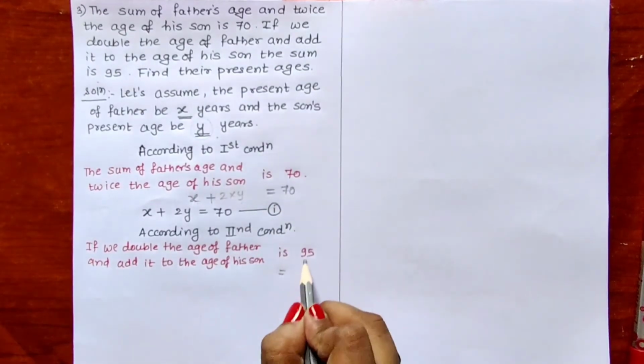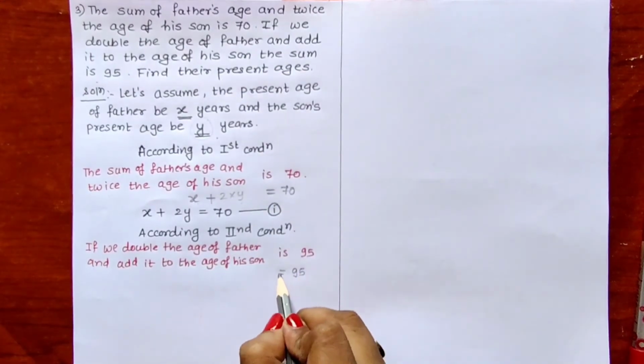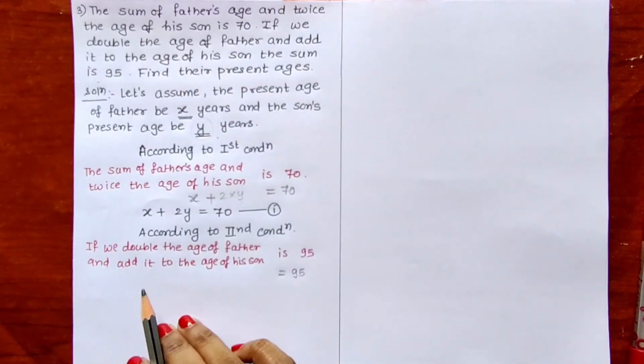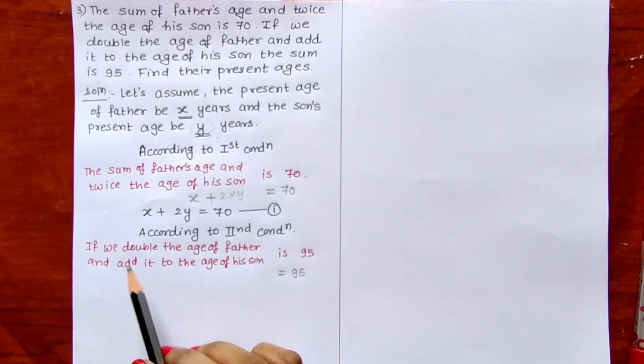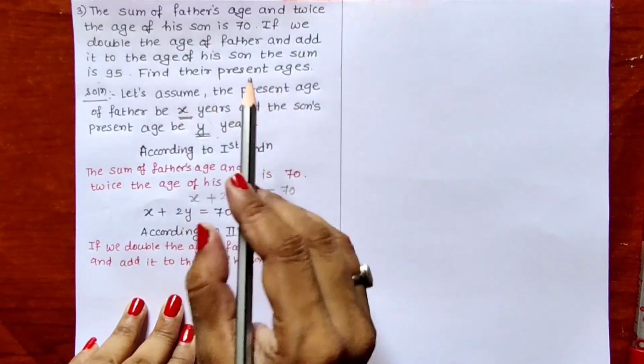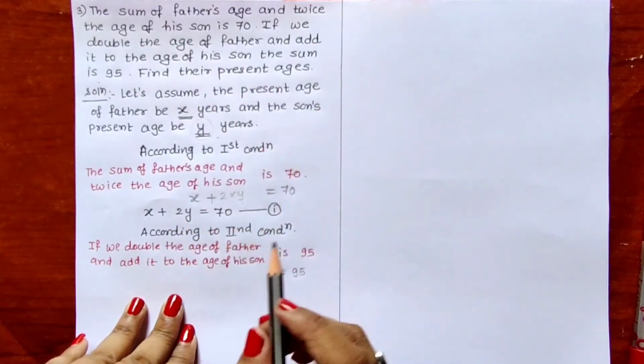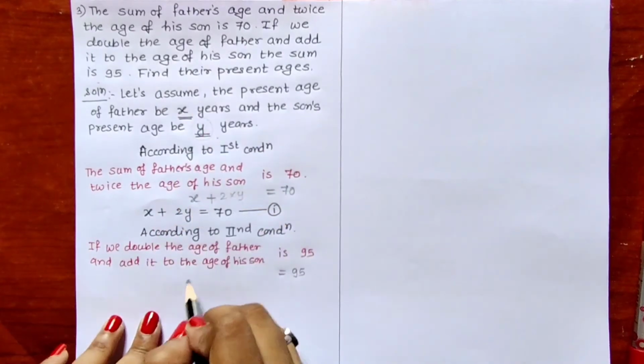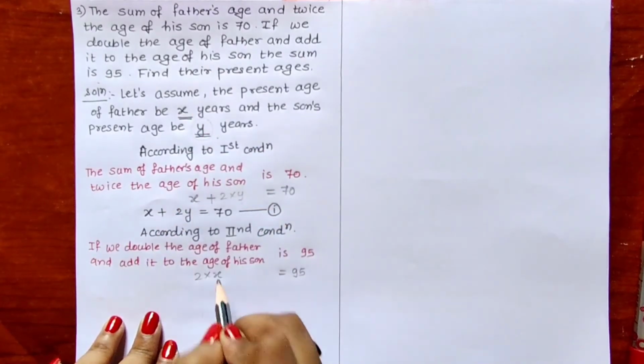Is means equal to 95 on the right hand side. Now what should be written on the left hand side? We double the age of father. Age of father is x. We have to double. Double means 2 times. 2 times means 2 multiplied by. So 2x. 2 multiplied by x.